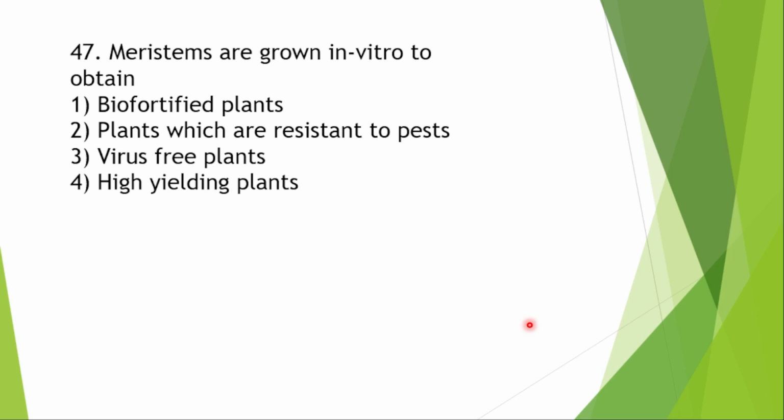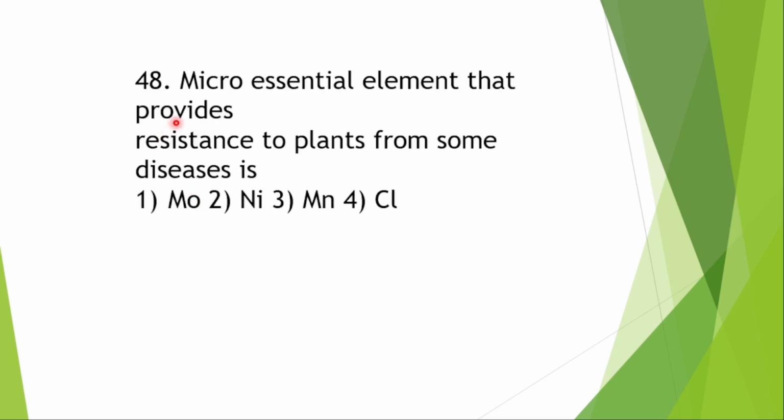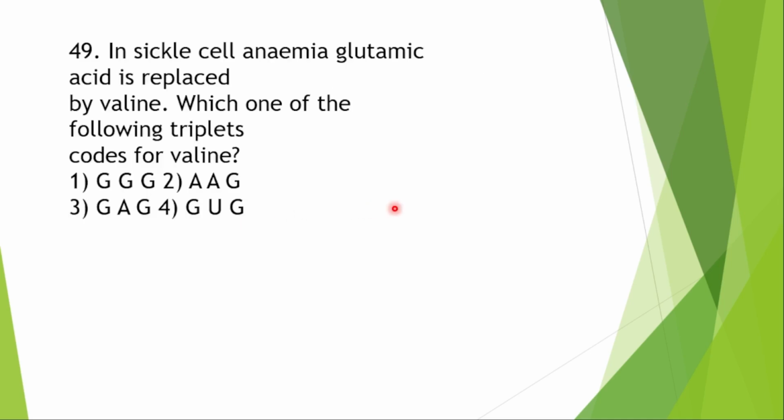Next question. 47. Meristems are grown in vitro to obtain biofortified plants; second one, plants which are resistant to pests; virus-free plants; high yielding plants. Here the right option is option 3. 48. The micro essential element that provides resistance to plants from some diseases is Cl.